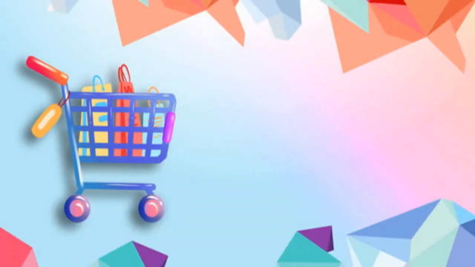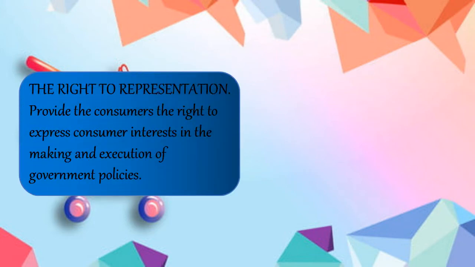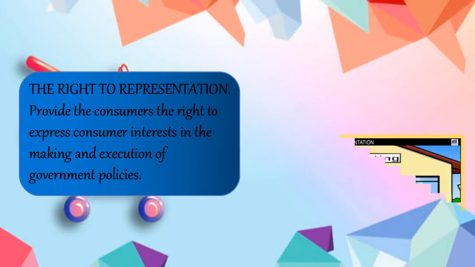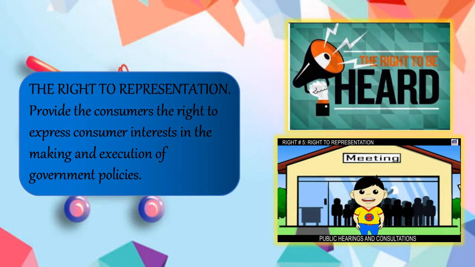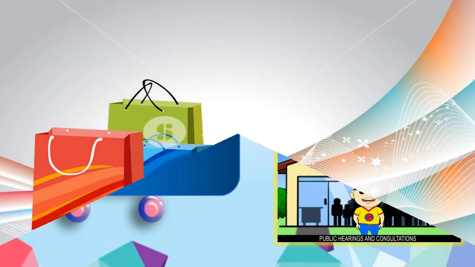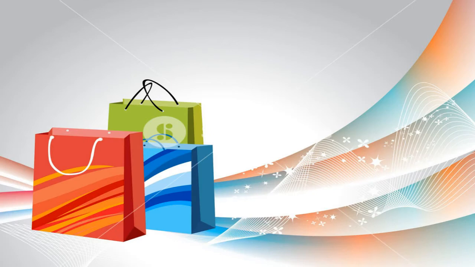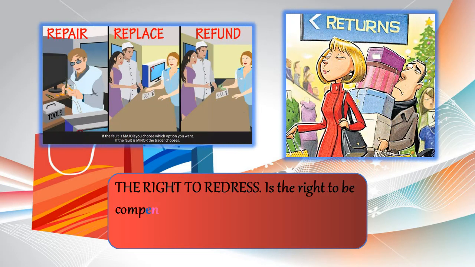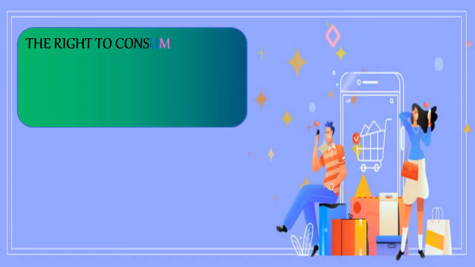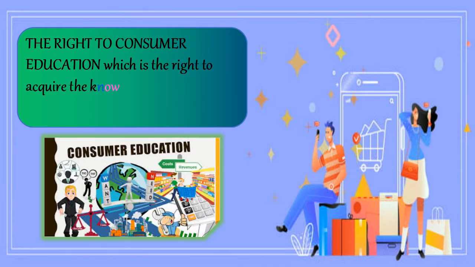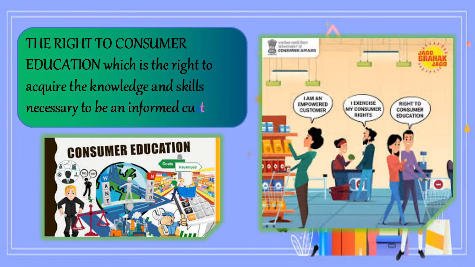The fifth consumer right is the right to representation, which is the right to express consumer interests in the making and execution of government policies. Number 6 is the right to redress, which is the right to be compensated for misrepresentation, shoddy goods, or unsatisfactory services. Number 7 is the right to consumer education, which is the right to acquire the knowledge and skills necessary to be an informed customer.